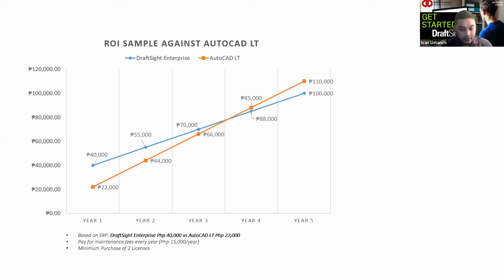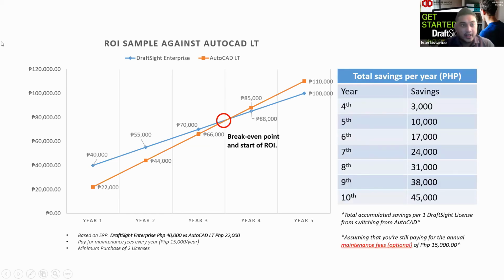As you can see dito sa graph na pinapakita ko, sa 3.5 year, nag-cross na yung expenses nyo kay DraftSight and then AutoCAD LT. So ibig sabihin nun, from there on, mag-start na yung savings natin or yung ROI natin. So ito yung magiging total savings per year. On the 4th year, meron na tayong 3,000, and then on the 5th year, 10,000, and so on and so forth until the 10th year na may 45,000 tayo.